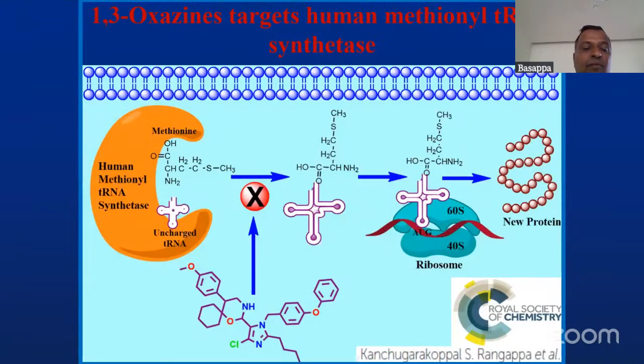In another work, I'm just giving you the recognition it received, where the structure has an ether and diphenyl ether, and then the chloroimidazole group. This type of newer structure could inhibit the human methionyl tRNA synthetase. This work is very important because it is the first time an inhibitor was identified for this synthetase, and it has been reported in an RSC journal.